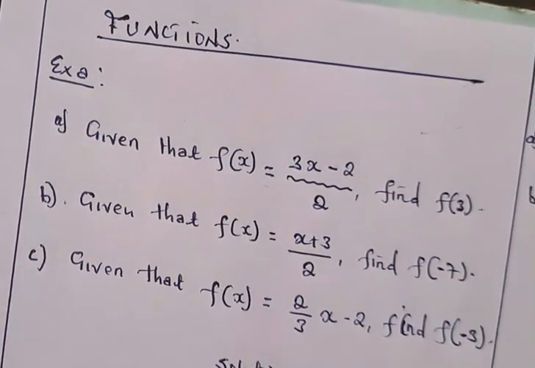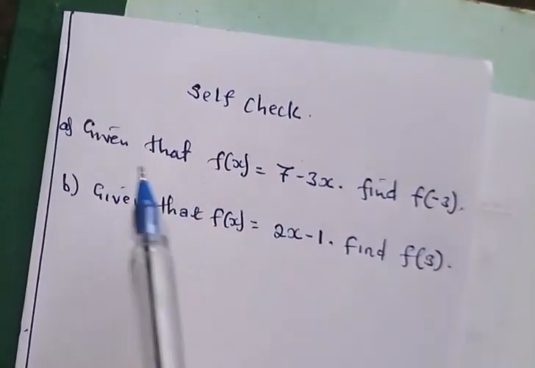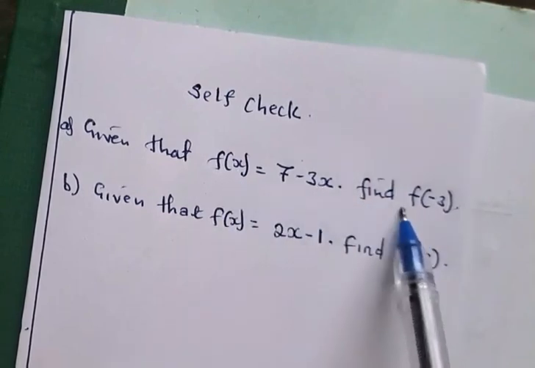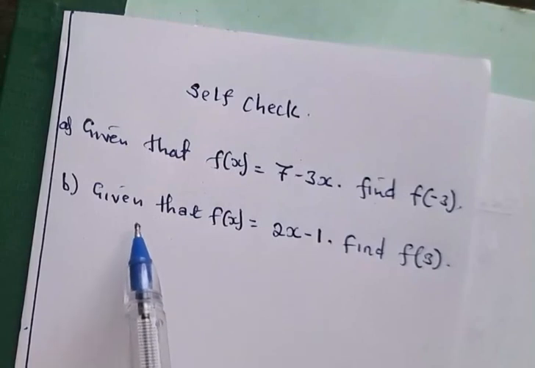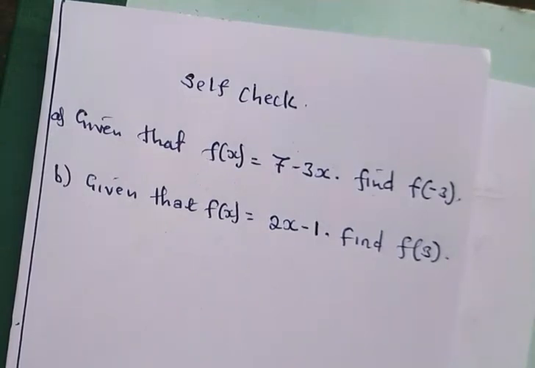So now for self-check, I've prepared 2 questions that you can answer on your own, and then just post the answers in the comment section. So these are the questions. Given that the function of x is equal to 7 minus 3x, find function of negative 3. The other one is this one. So please do this work and then type the answers in the comment section.